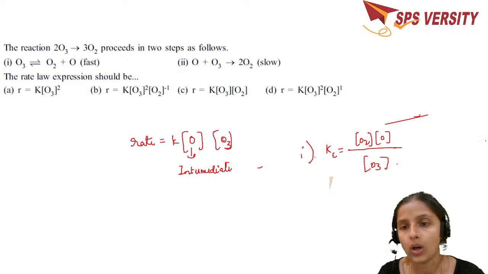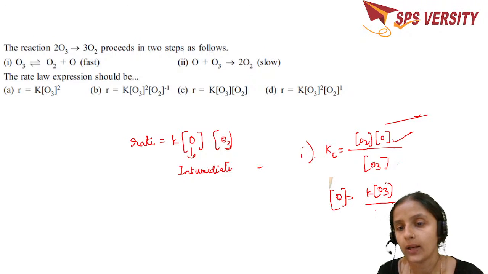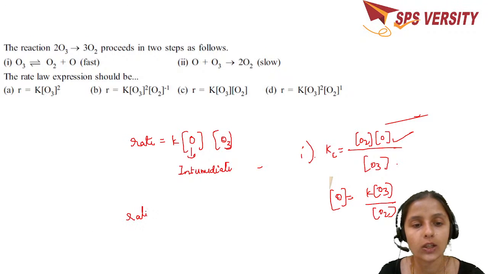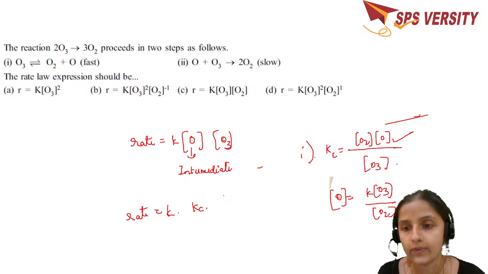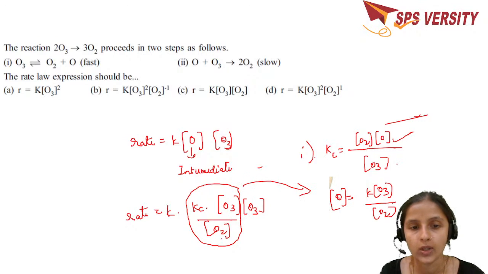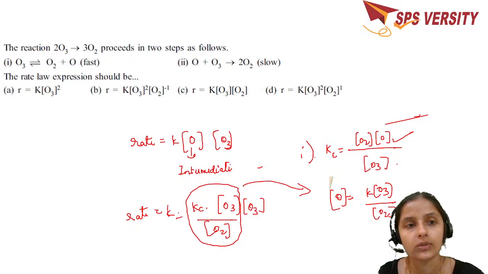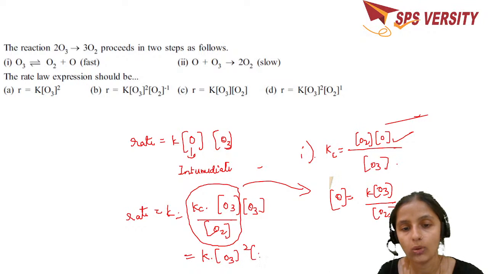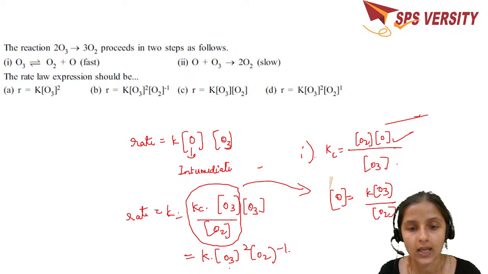Then how do you rearrange this for O? O is equal to K into O3 divided by O2. So in the place of the intermediate, in this particular expression, you are going to apply Kc into O3, with O3 that was already there, divided by O2. This is what you substituted from here. In the place of O, you substituted this. So what do you say about this? K into Kc is nothing but a new constant K, O3 power 2, and O2 goes to the numerator, that becomes the power minus 1. So it's K into O3 power 2, O2 to the power minus 1. B would be the right answer.